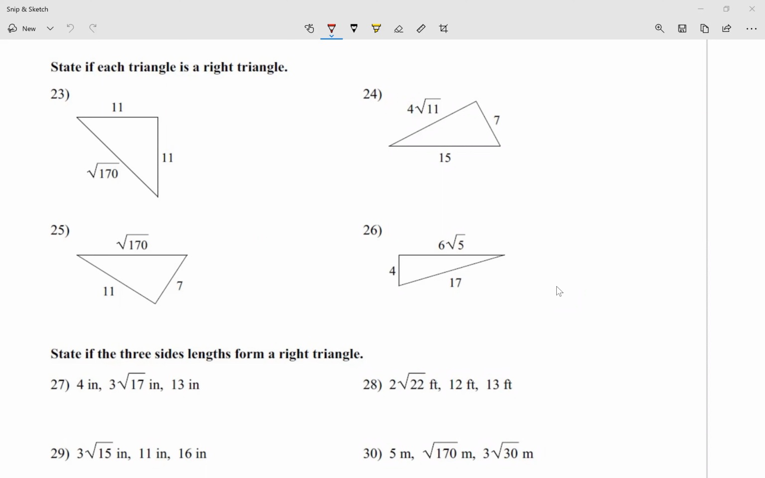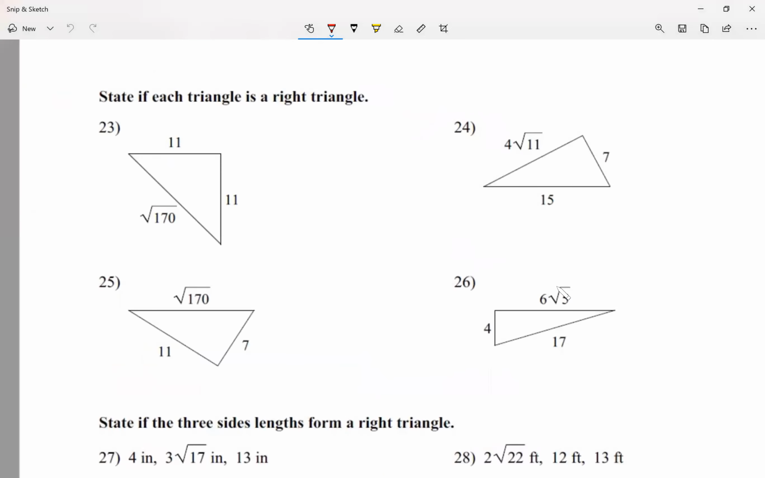Now, based on that formula, remember how the Pythagorean theorem was a squared plus b squared has to equal c squared. And that happens when we have a right triangle, right? When the angle is 90 degrees. Now here it's asking, state if each triangle is a right triangle. So we have the three measurements. Now the question is, is a squared plus b squared equal to c squared? This is more like a yes or no type of question.